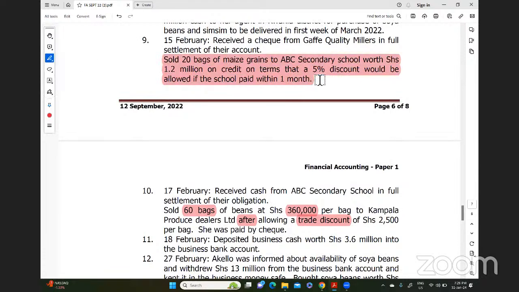The details of the transaction were that we sold 20 bags of maize grains to ABC Secondary School worth 1.2 million on credit, on terms that 5% discount would be allowed if the school paid within 1 month. And they indeed paid within 1 month, because they paid on the 17th, 2 days after. So you have to get the discount. The discount is 5% of the 1.2 million, that is 60,000. And then the remaining money is what you receive as cash. It is just 5% of 1.2.